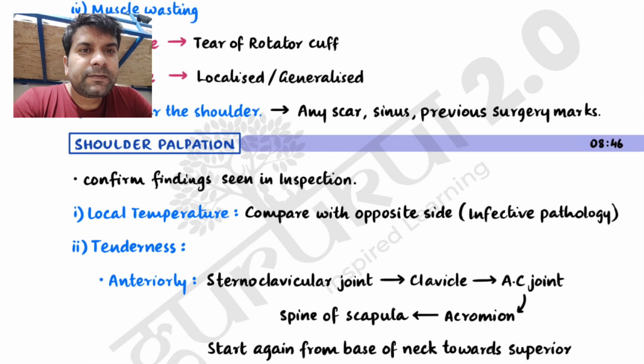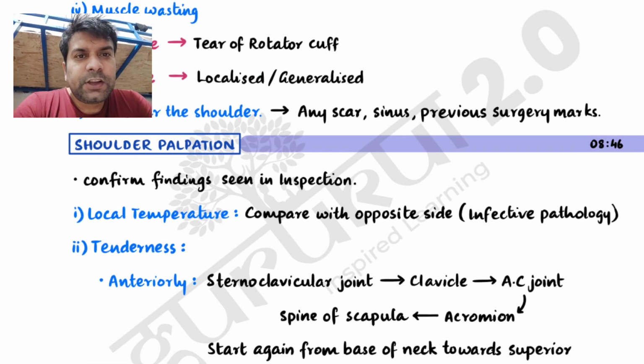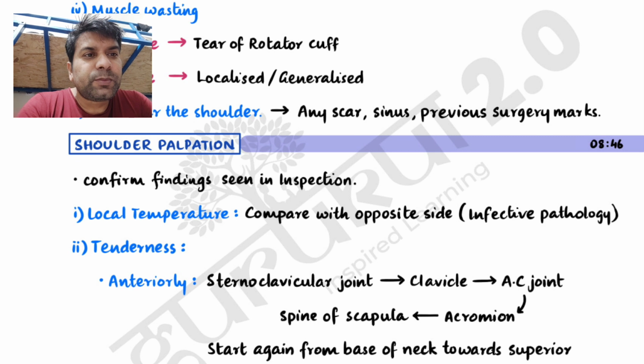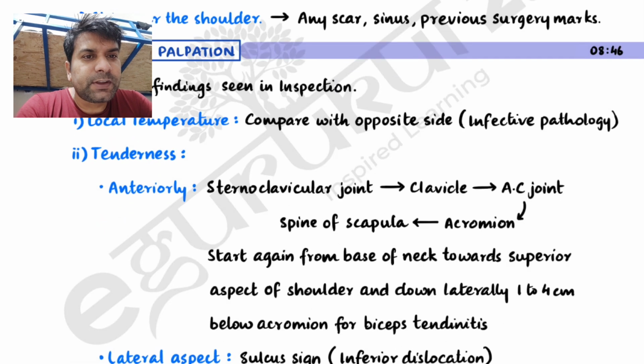Shoulder palpation: confirm findings seen in inspection. Local temperature, compare with opposite side. Infective pathology. Tenderness: anteriorly sternoclavicular joint, clavicle, acromioclavicular joint, acromion and spine of scapula.